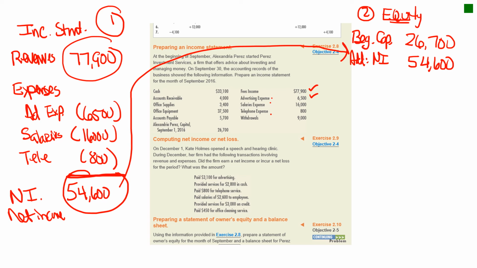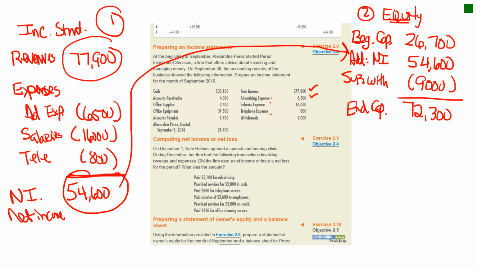So again, I'm hoping you're seeing there's a relationship, there's a connection between these financial statements. You're then going to subtract what they call the withdrawals. So they withdrew, looks like $9,000. That's going to be a deduction from equity. And then once you do that, you're going to get what's called an ending capital balance. So in this case, it's going to be right at $72,300. So this would be your second financial statement.